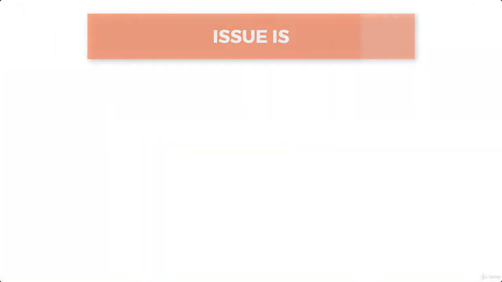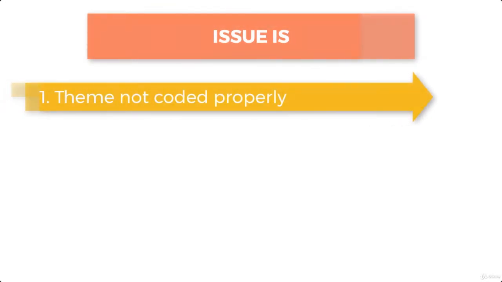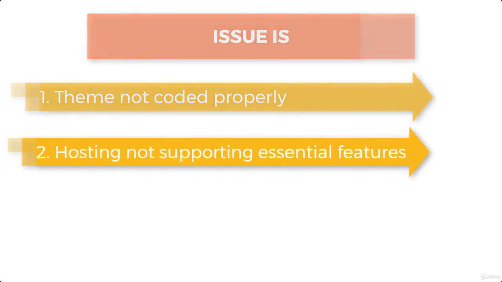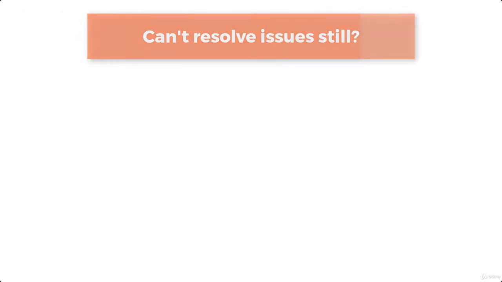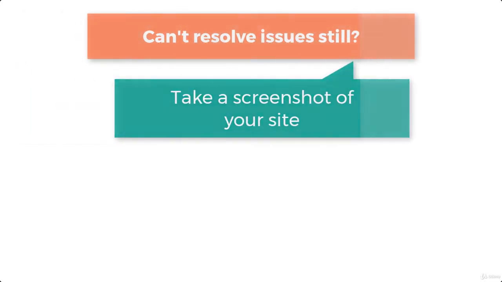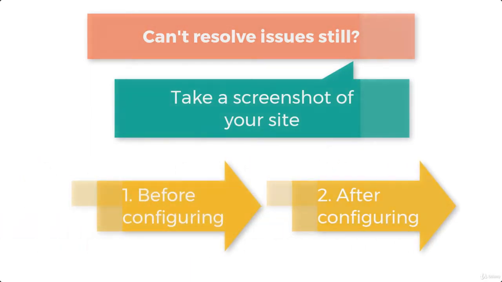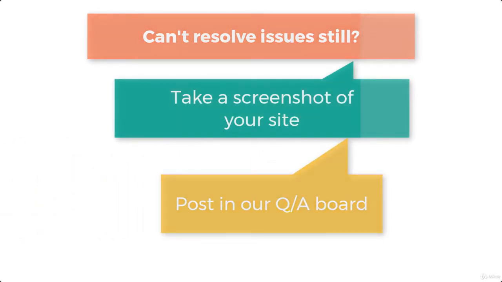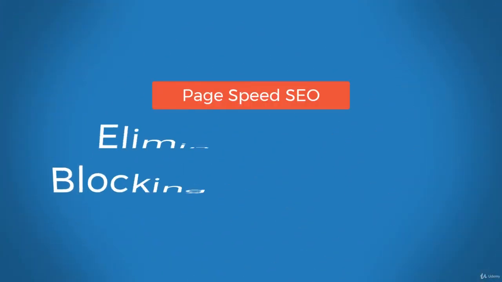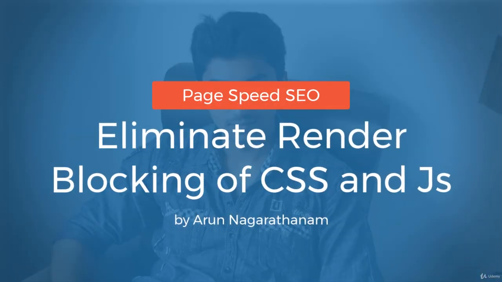The issue is either with your theme, which is not coded perfectly, or with your hosting, which doesn't support some essential features for minification and concatenation of CSS and JS files. If you still can't resolve the issue, take a screenshot of your website before and after configuring this file optimization tab and post in our question answer section. Thereby, I can provide you the correct solution. We shall see the eliminate render blocking of CSS and JavaScript in the next lecture.